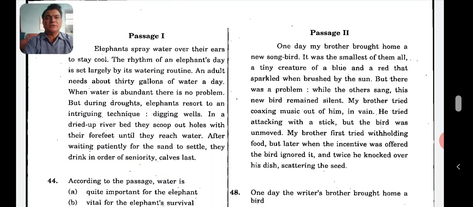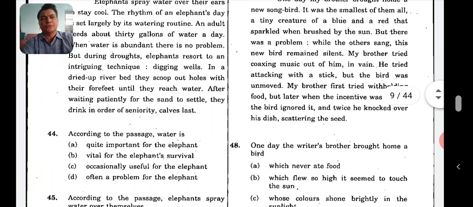An adult needs about 30 gallons of water a day. When water is abundant, there is no problem. But during droughts, elephants resort to intriguing techniques, digging wells. In a dried up river bed, they scoop out holes with their feet until they reach water. After waiting patiently for the sand to settle, they drink in order of seniority. Cows last. So let's see here the first question.